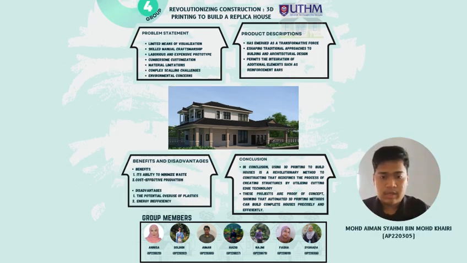Assalamualaikum warahmatullahi wabarakatuh. In conclusion, 3D printing for house construction represents a revolutionary approach that transforms the traditional building process through advanced technology. This method utilizes specialist concrete to construct structure layer by layer, offering advantage such as waste reduction and potential cost saving. Proof of concept project demonstrates the precision and efficiency of automated 3D printing in building complete houses.